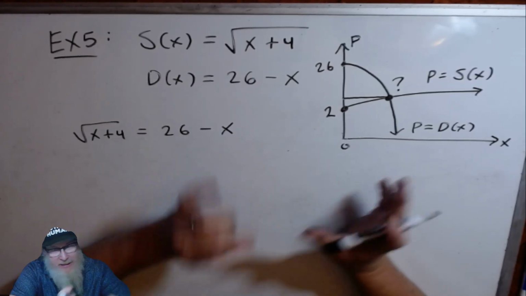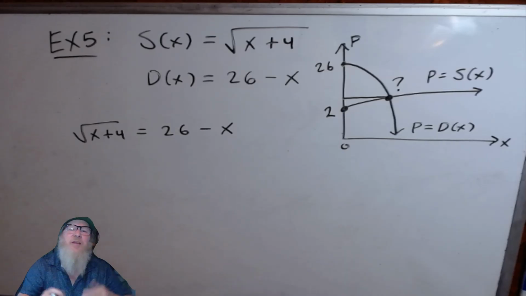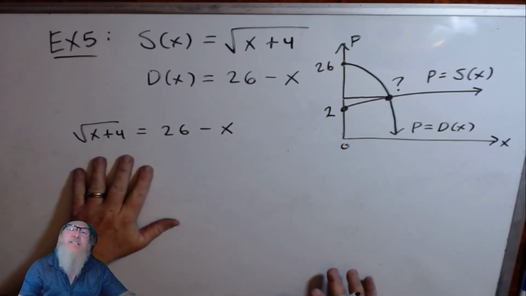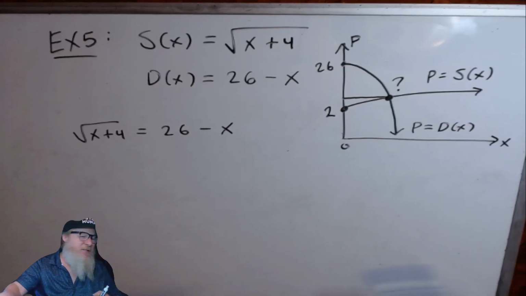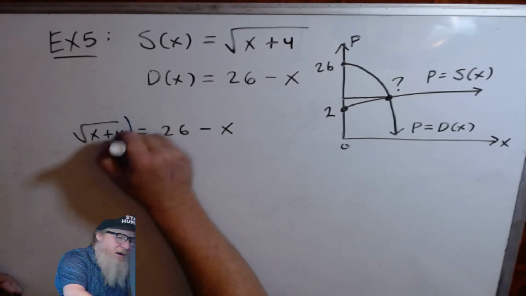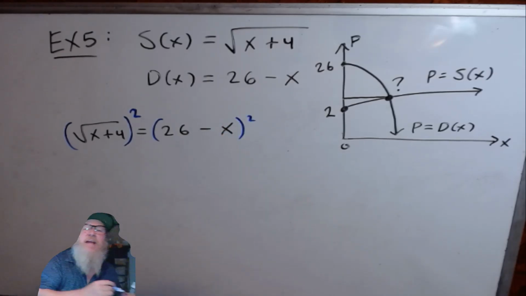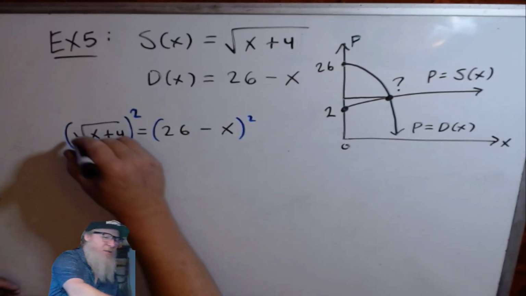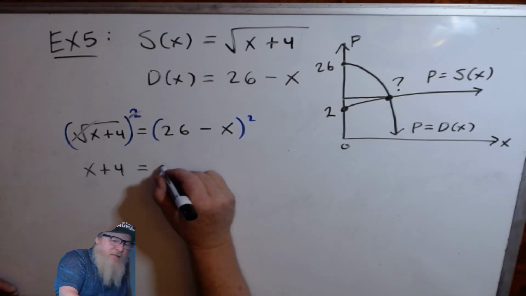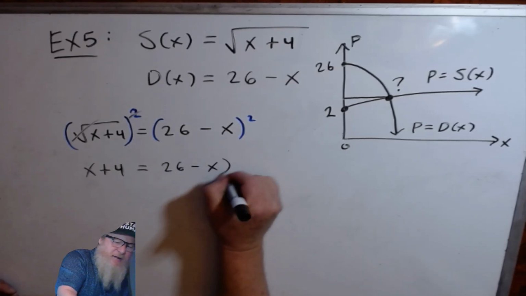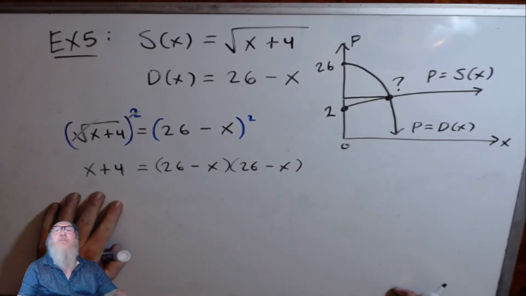Example 2 was kind of tricky with the decimals and such, but really it was more of being careful than it was being difficult. This one, I mean, this involves a little bit of math here. So we start off by squaring both sides. If you haven't had algebra in a while, you might want to watch this one slowly. And you're going to get x plus 4 equals 26 minus x times 26 minus x. So the square root goes away.